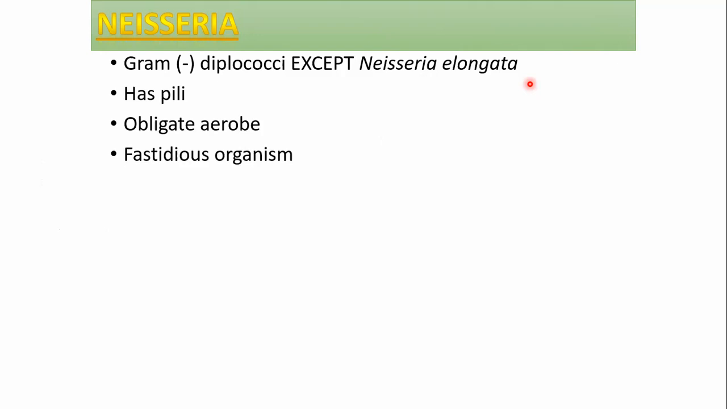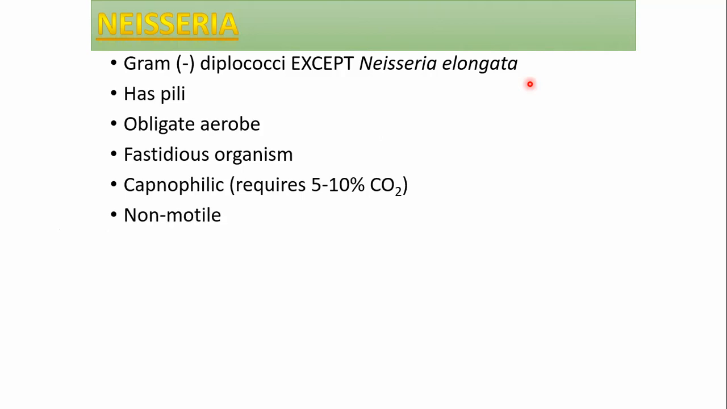Here are the characteristics of Neisseria. Neisseria is a gram-negative diplococci. It appears in pairs, except Neisseria elongata. Neisseria has pili as its adherence factor. It is an obligate aerobe, fastidious organism, as I mentioned a while ago. It is a capnophile. It specifically requires 5 to 10% carbon dioxide in its environment. Non-motile, most of its species are catalase positive, except again, Neisseria elongata.